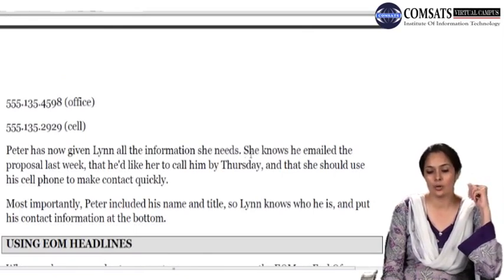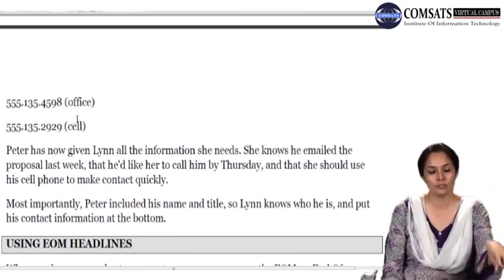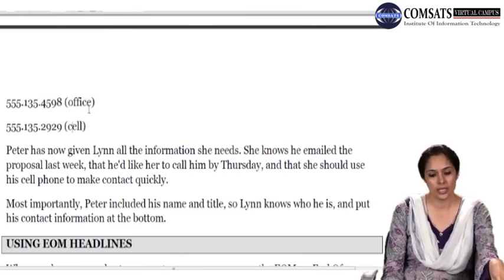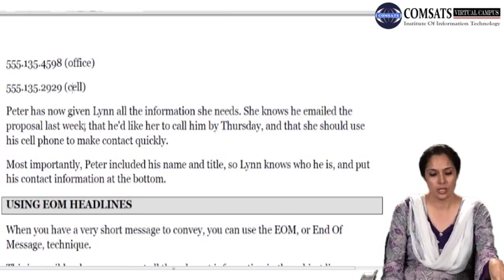Peter has now given Lynn all the information she needs. She knows he emailed the proposal last week, that he'd like her to call him by Thursday, and that she should use his cell phone to make contact quickly. The easiest way, कि ऑफिस फोन मत करें, सेल फोन पे कॉल करें. और if they have given both the phone numbers, if the cell phone somehow does not connect, तो आप फिर ऑफिस पे फोन कर सकते हैं. Most importantly, Peter included his name and title, so Lynn knows who he is, and put his contact information at the bottom.